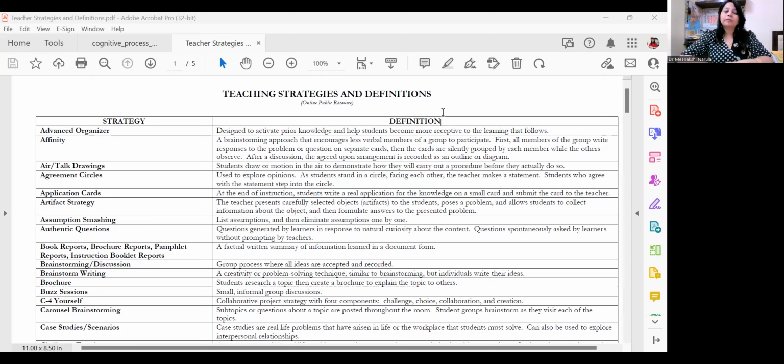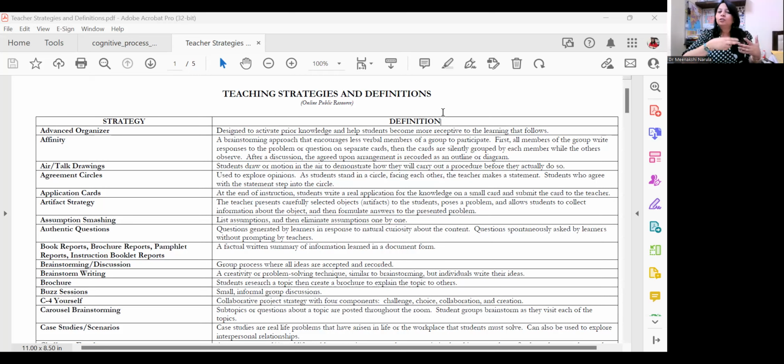And the next one is air or the talk drawings. Students draw or motion in the air to demonstrate how they will carry out the procedure before they actually do. I mean, just through gestures, they explain what they have to do, first this and then that, right? So this is how they can be done.